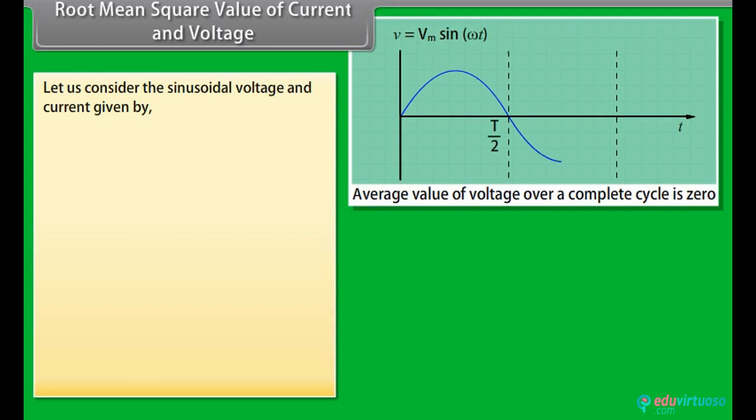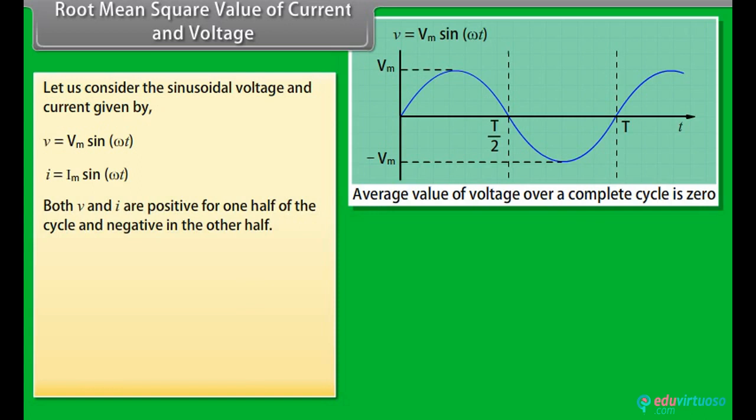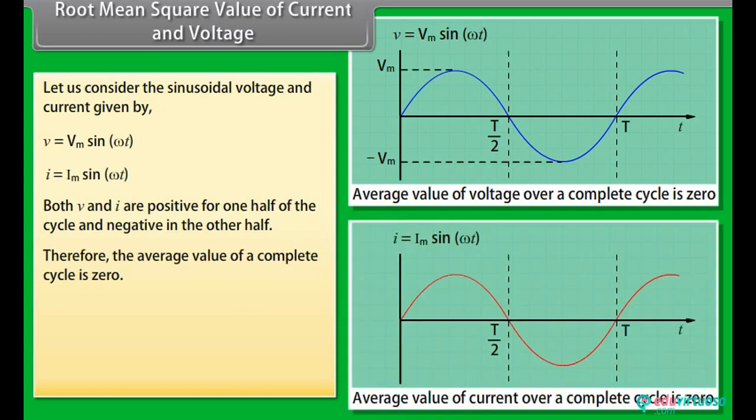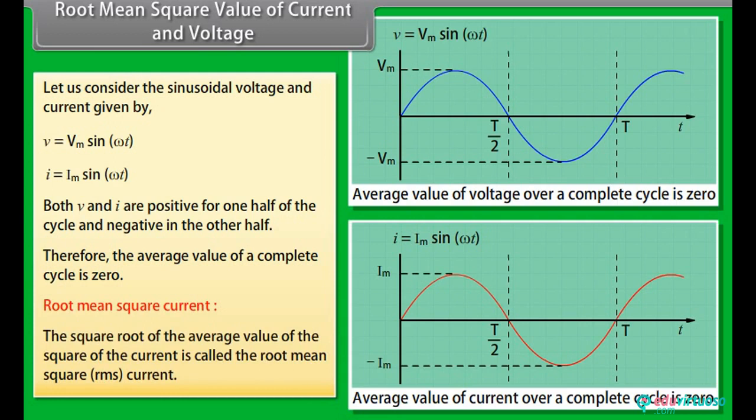Let us consider the sinusoidal voltage and current given by V = Vm sin ωt and I = Im sin ωt. Both V and I are positive for one half of the cycle and negative in the other half. Therefore, the average value over a complete cycle is 0. Root mean square current. The square root of the average value of the square of the current is called the root mean square, RMS, current.